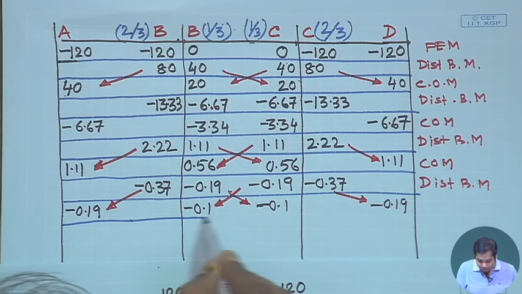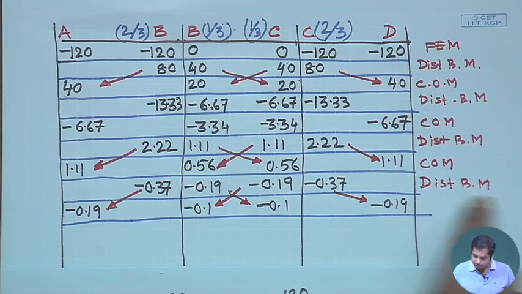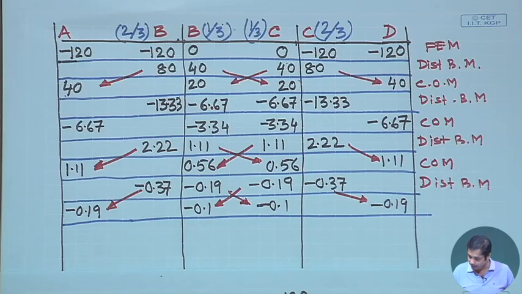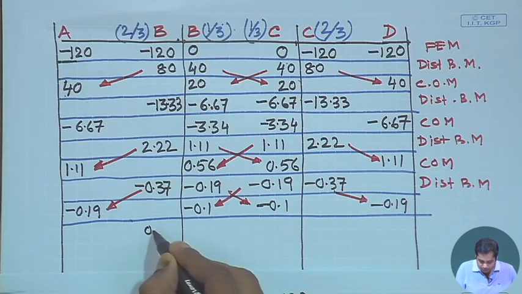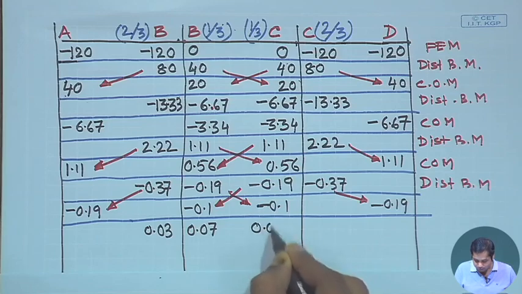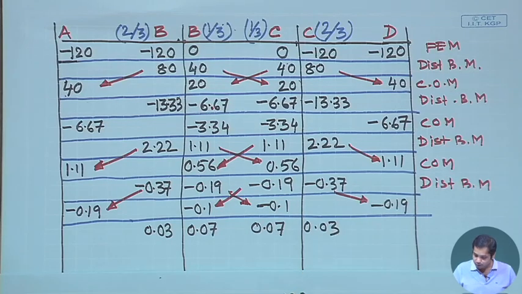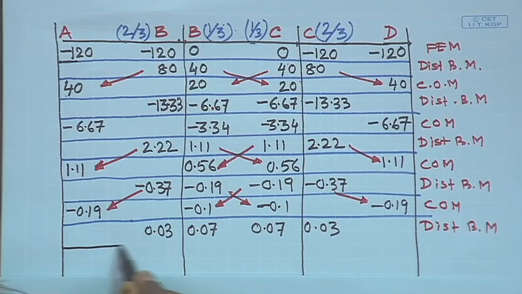You should always balance the moment, the distributed balancing moment, otherwise there will always be an unbalanced moment at the joints. So, these 0.1, we need to apply a 0.1 balancing moment, that will get distributed, and the distribution is 0.03 here and 0.07 here, and it is 0.07 here, 0.03 here. So, this is the last step. This step is the carryover moment and this is the distributed balancing moment. Let us make this the last step, because the values are very small.